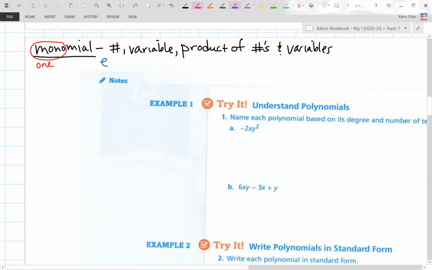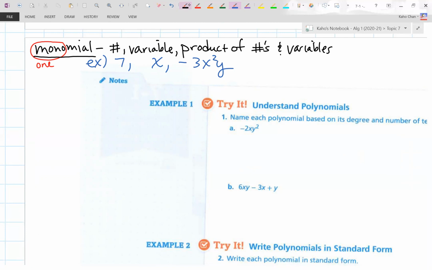Quick example, some examples would be like the number 7. Oh yeah, let me put it underneath so it's easier. Oh, a variable, how about x? And maybe a product of a bunch of stuff, negative 3x squared y. That would be a product of numbers and variables. Awesome. Some more vocabulary. This particular section asks about the degree of a monomial.